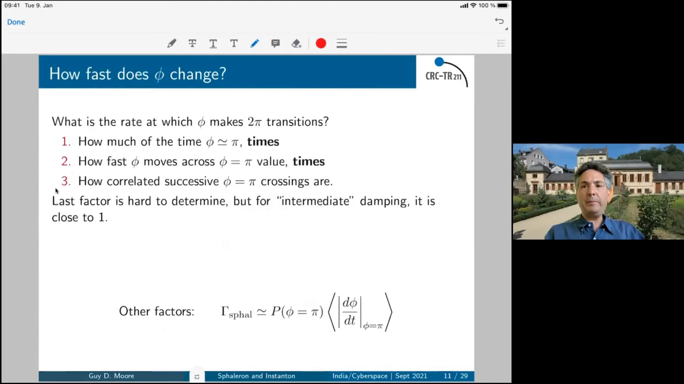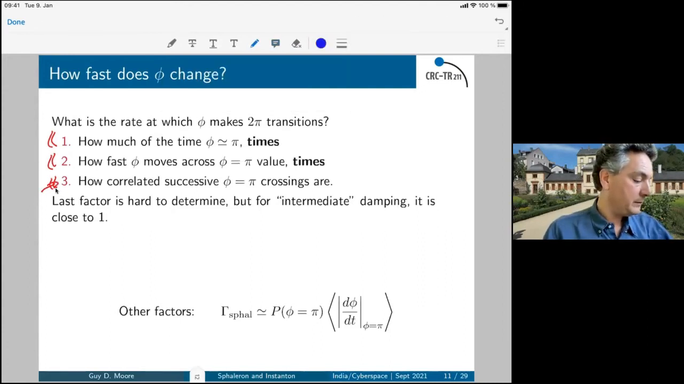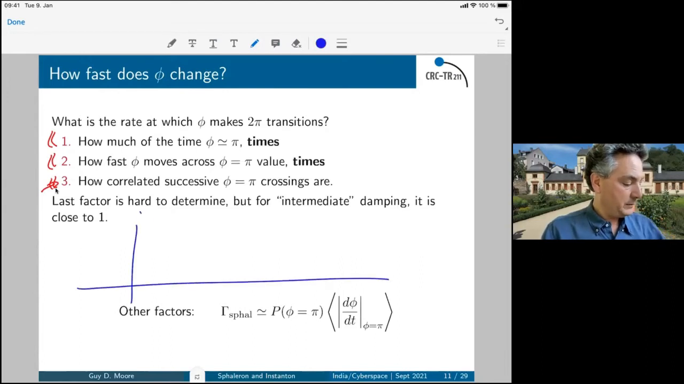Okay, and there are three parts, semi-classically, to that. The first part is how much of the time are you at the top? The second part is when you're at the top, how fast are you moving? And the third part is how correlated are different crossings to the top. This third part is determined by this damping I talked about. So to see that, let's again draw this potential as a function of phi, and I'll draw in a couple of minima like that.